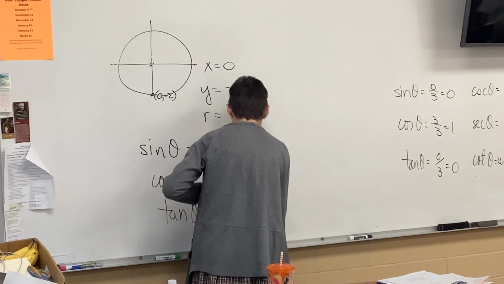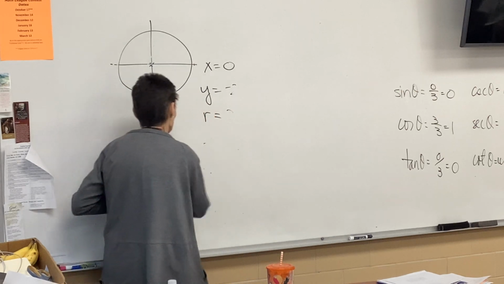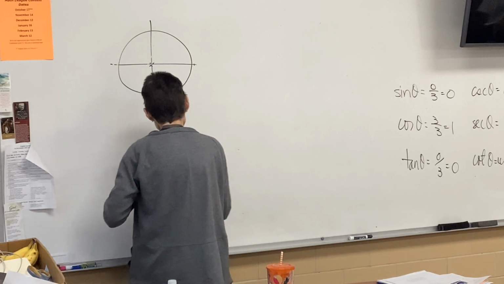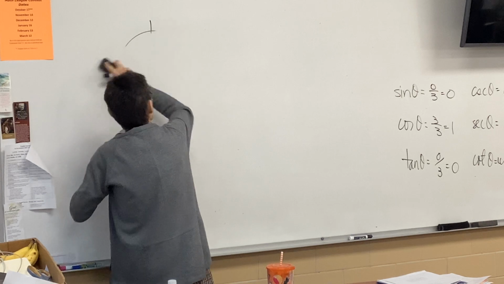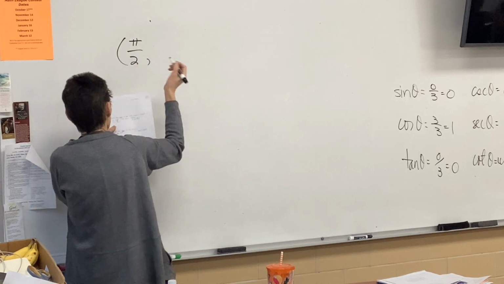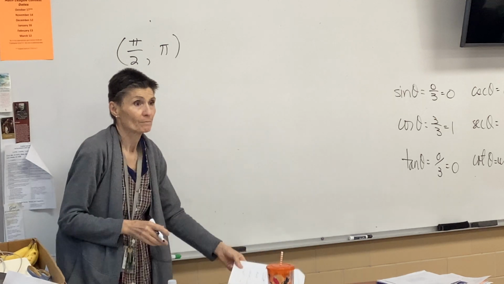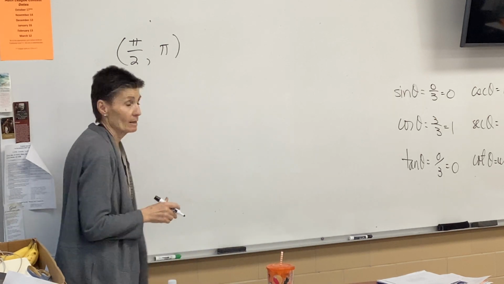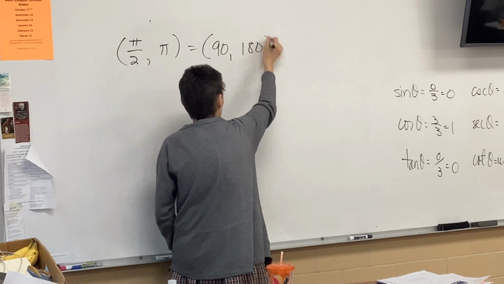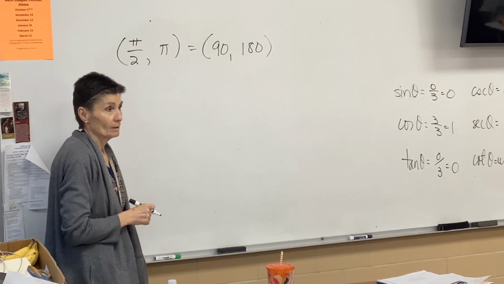Now, this looks like a different problem, obviously it is, but the idea is very, very simple. First thing I want you to do is remember that pi radians is how many degrees? 180. So when they tell us that we are somewhere between pi over 2 and pi, that means that we're somewhere between 90 and 180. Does that make sense to you? Okay.